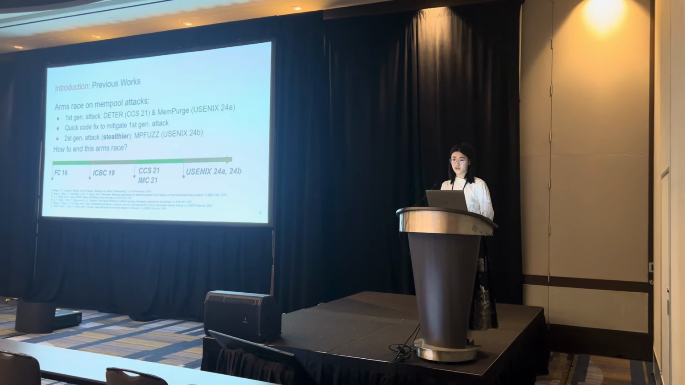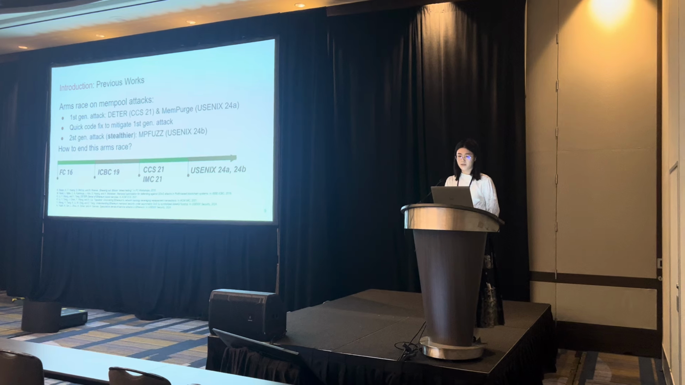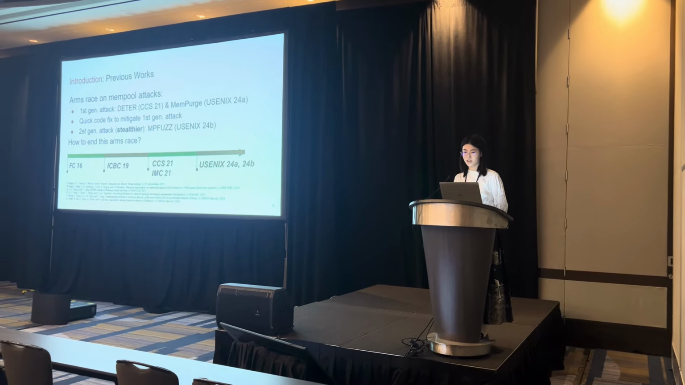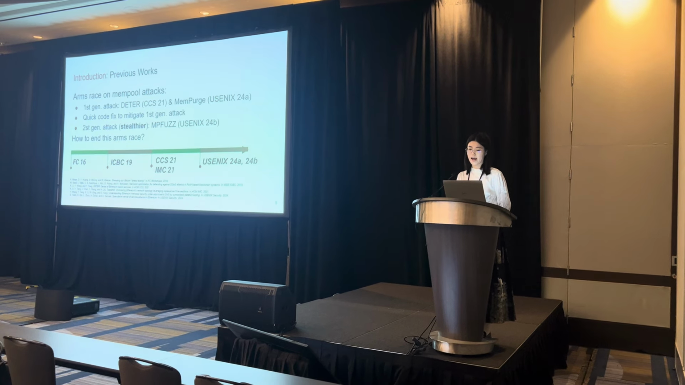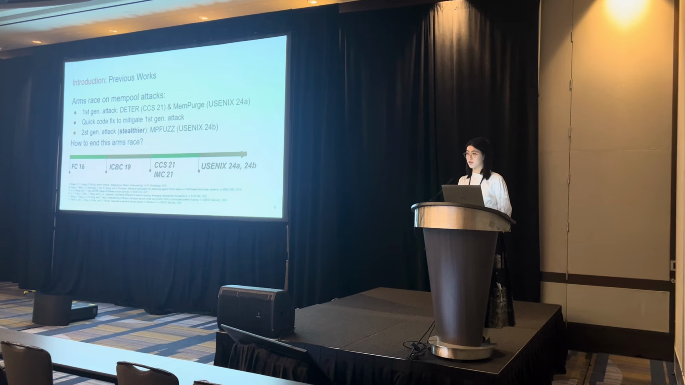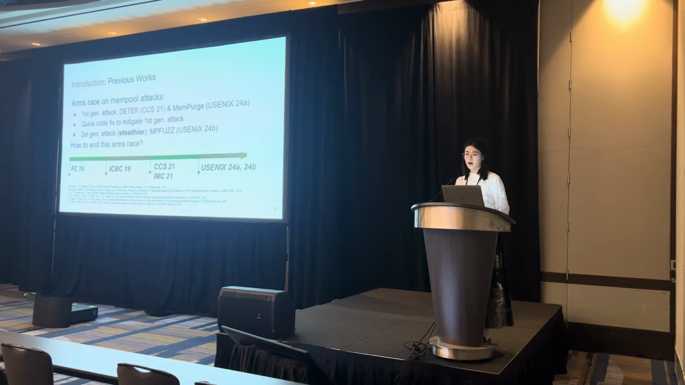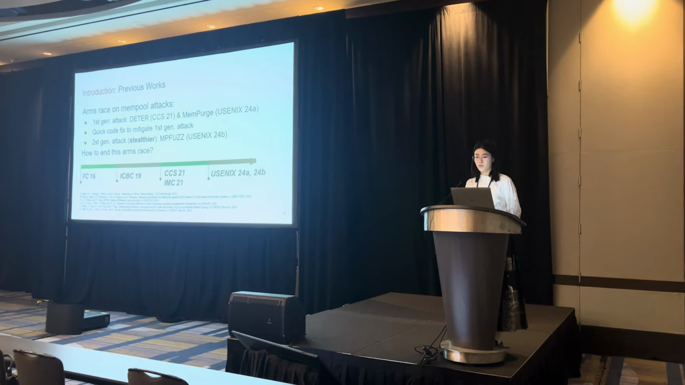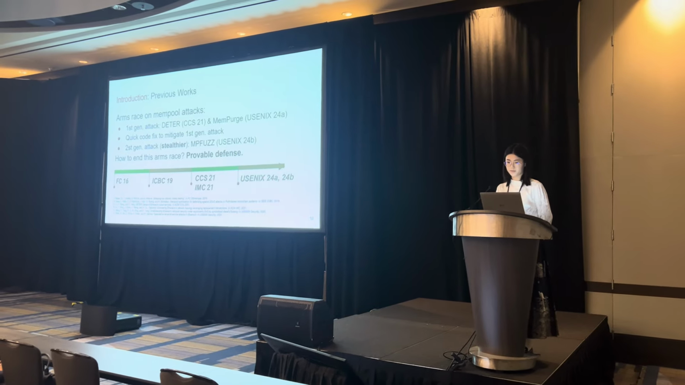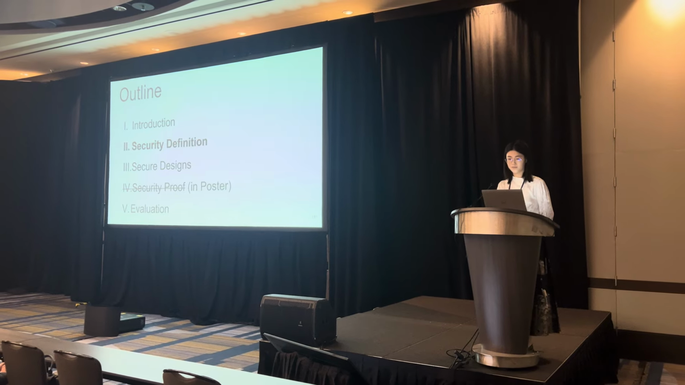Previous works show an arms race between the attackers and the code designers. The first generation attacks are one-step, like DETER and Mempurge. Then quick code patches are added to mitigate those attacks. The second generation attacks are stealthier, with multiple steps, like NP-fuzz. But how could we end this race? We need a provable defense, and that's what our work achieves. Next, I will introduce our security definition.